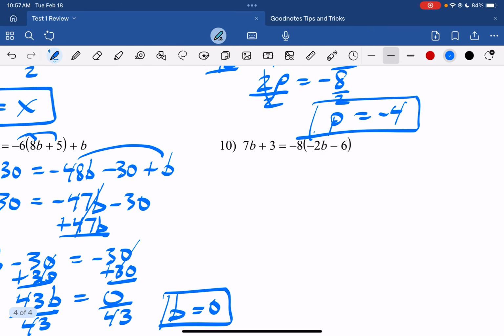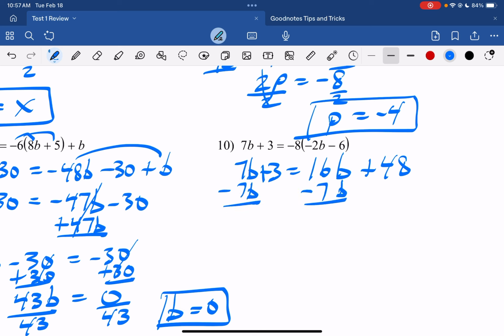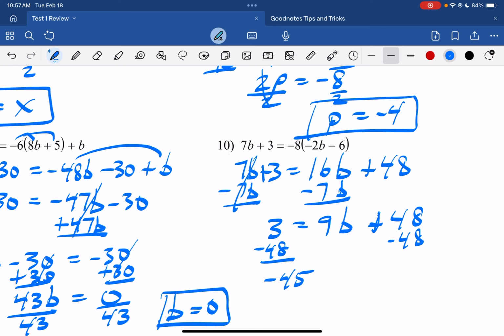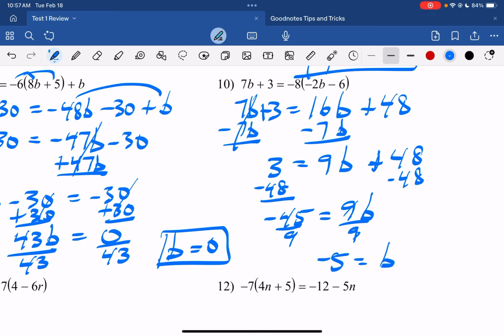Number 10, on the right side, we're going to distribute again. On the left side, leave it alone. That'll be 16b plus 48. We'll get rid of 7b because it's the smaller of the two. Gone. So 3 is 9b plus 48. And then we'll just take away 48. It's a two-step equation from here. Negative 45 is 9b. Don't want 9b, want 1b. So divide by 9. These 9s cancel out. And you get negative 5 is b.